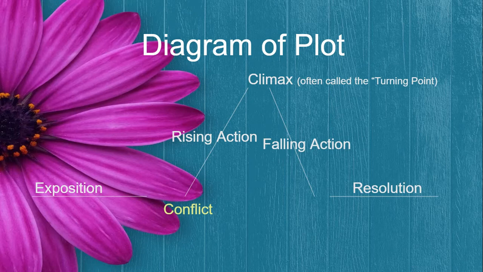Here's the diagram of plot: the exposition, the conflict, giving rise to the action, the climax, then we have the falling action and the resolution. The climax is often also called the turning point.